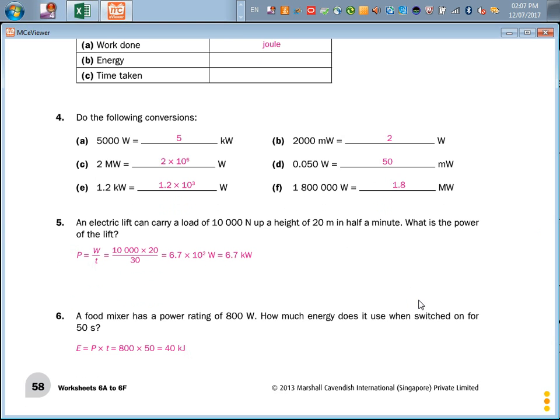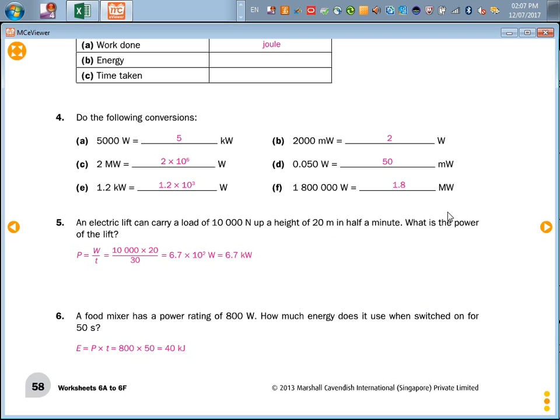Now, question 5. An electric lift can carry a load of 10,000 newtons. How much mass can it carry up? If it can carry a load of 10,000 newtons, then on Earth, what is the mass that it can carry? 1,000 kilograms. Okay, that's 1 ton. Quite a lot of people. Okay, it can carry this load up 20 meters in half a minute. What is the power of the lift?